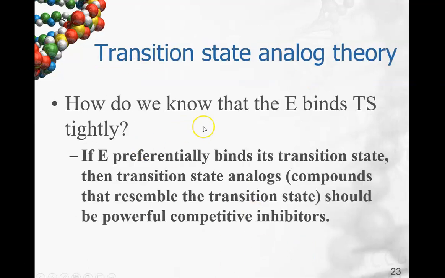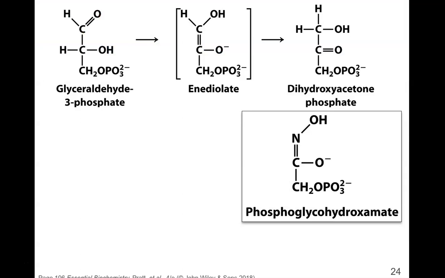So how do we know this? How do we know that the enzyme binds the transition state tightly? Well, what we can do is we can do some experiments called transition state analogs, in which we can look for compounds that resemble the transition state, and those should be really powerful competitive inhibitors. So for example, imagine this very simple isomerization reaction where I convert glyceraldehyde 3-phosphate to dihydroxyacetone phosphate, and say I propose that it goes through an enediolate transition state.